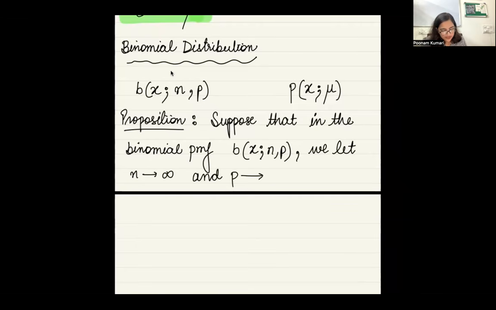So if my p-value is very close to 0, this sign is limit, tending to. So n value is tending to infinity, meaning n value is a very large number. P-value is tending to 0, meaning p-value is very, very close to 0. So probability of success is becoming very close to 0, such that n times p, what is n times p? This is my average value in the binomial distribution, right?